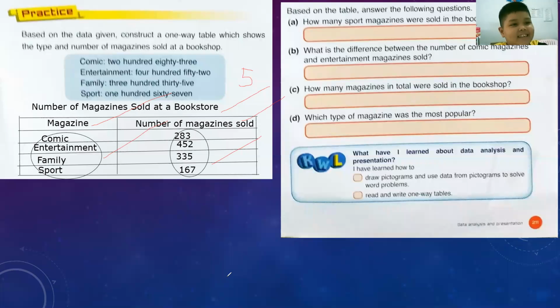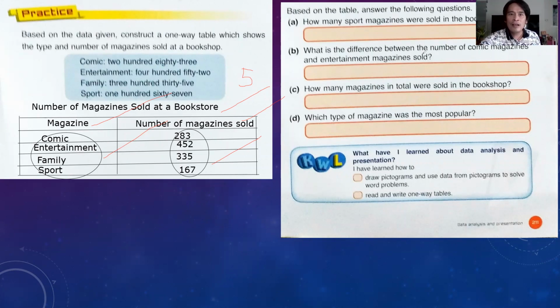Okay, if we go to school, Teacher Chris will see this page. You should not skip any page that I discuss or we learn. So on page 211 still, we can now answer the question.